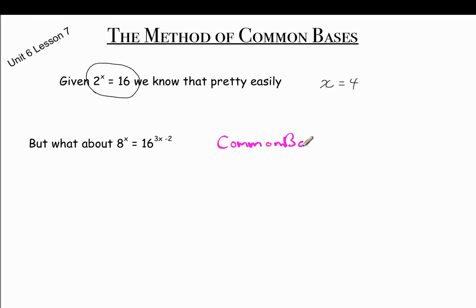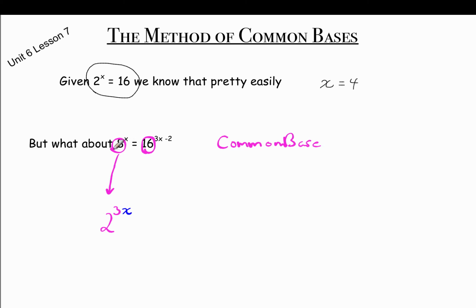Oops, spelled common wrong. There we go. So here's the number 8 and here's the number 16. They're the bases of the problem, but they're not common. One's an 8, one's a 16. But what we think is that 8 can be rewritten in base 2. In fact, it's 2 to the third power, and then we still have the x.